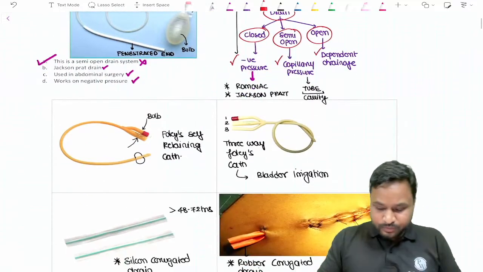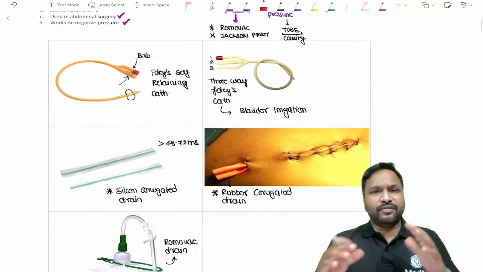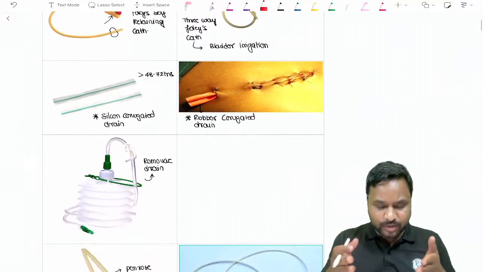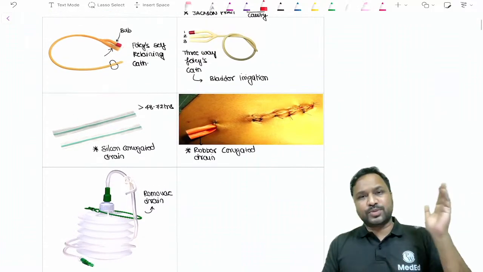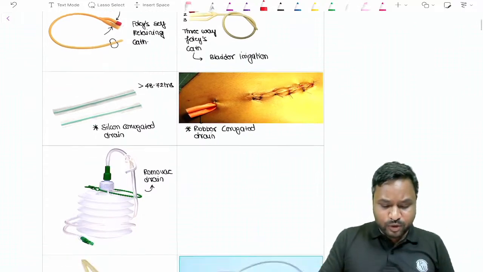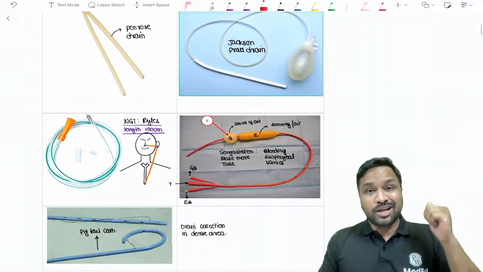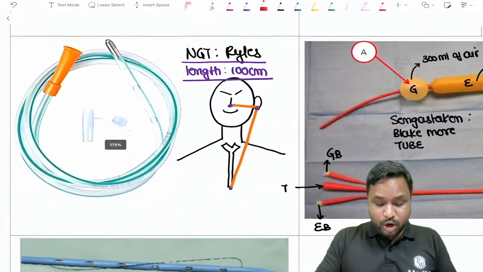Okay. Now, the other drains we have already discussed. We have given you the rapid revision, and I'm going to share this PDF with you. You will have all the annotated notes here. So you have Foleys, the standard Foleys and the three-way Foleys. You have the corrugated drains, the Romovac drain, the Penrose, the Jackson-Pratt, the Ryle's tube, the nasogastric tube. What is the normal length of the Ryle's tube?